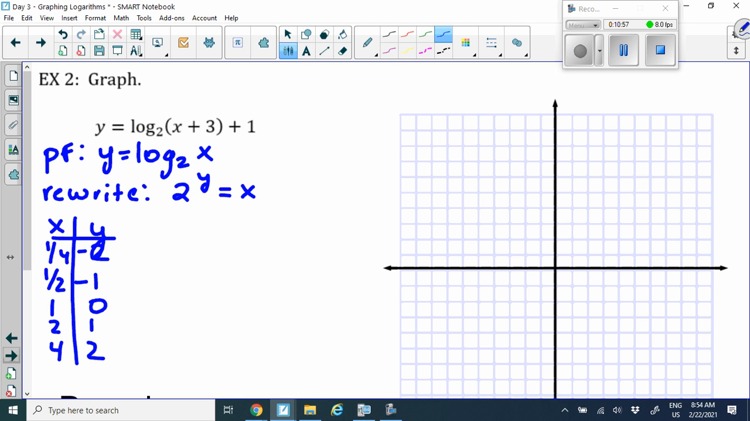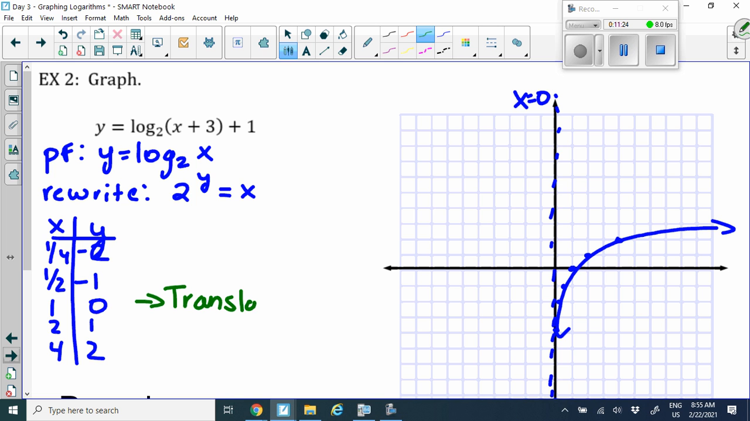Okay, my default asymptote is still at x equals 0. Okay, and let me plot these. So I have 1/4, negative 2, 1/2, at negative 1, 1, 0, 2, 1, and 4, 2. Okay, so there's my parent function. Now, what I'm going to do is take each of those values and translate it. Okay, remember, h is inside the parentheses, and we do the opposite of what we see, so we are going to translate left 3, and with our k value, up 1. So we're going to move each of those.